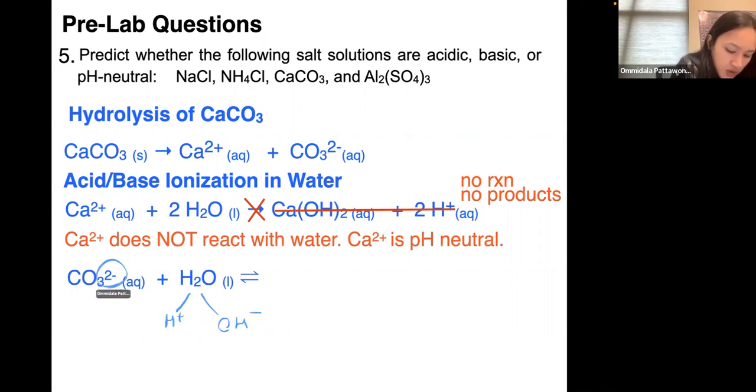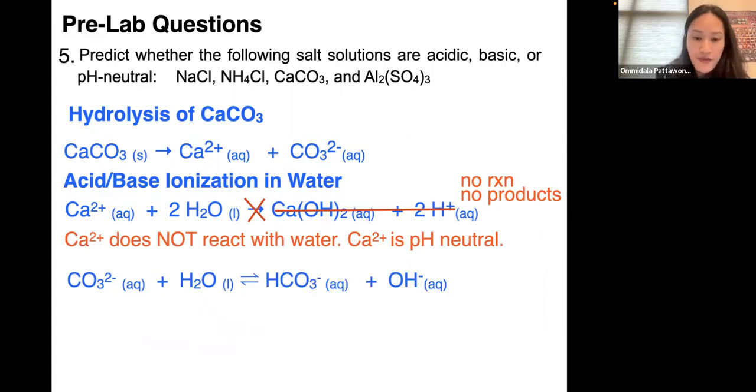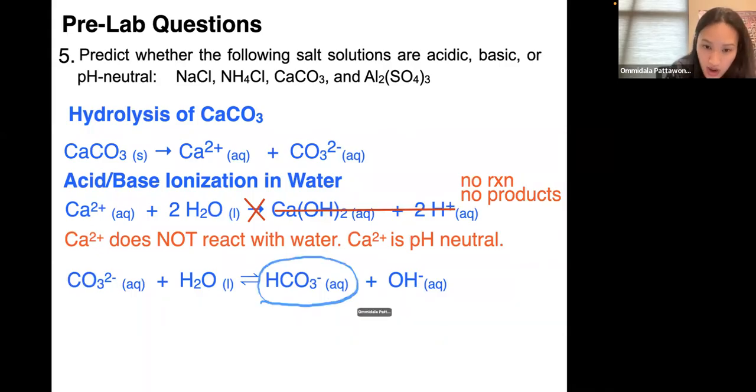So this is a negative charge. Therefore, it's going to attract a proton. So in this case, you are going to end up having HCO3 minus plus OH. Okay, so this bicarbonate ion is not part of the strong acid or strong base. So therefore, it is going to stay as a molecule. So therefore, this reaction will happen because this molecule will stay as it is after these two react with each other.